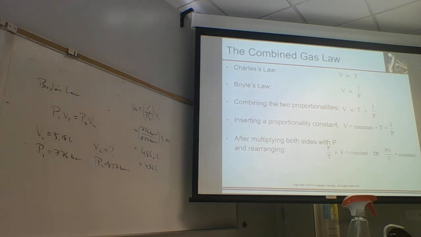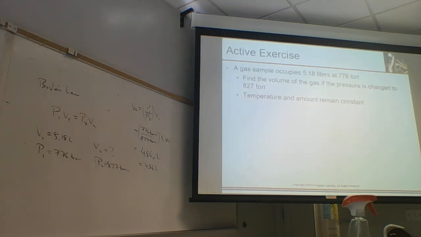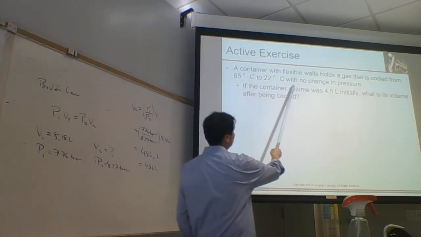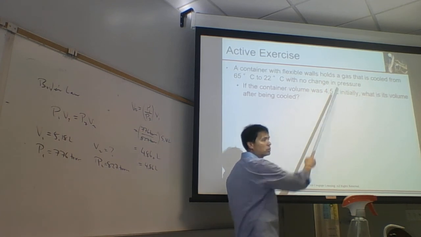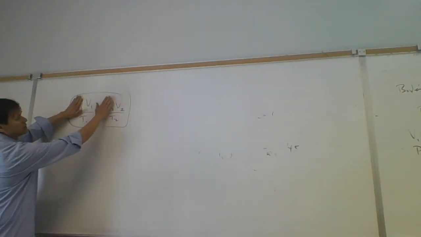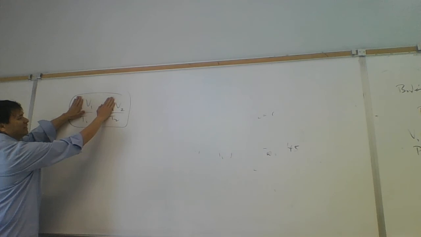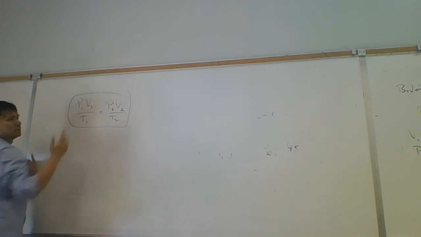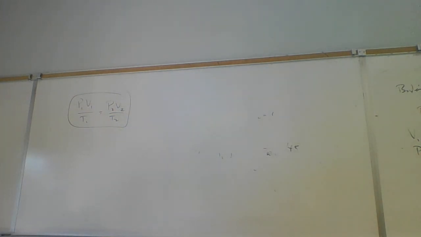If we go back to the Charles' law problem, let's take a look at what they said. In the Charles' law problem, they said with no change in pressure. If the pressure doesn't change, that means P1 and P2 are the same. So if P1 and P2 are the same, what does that look like? It looks like Charles' law. So if the pressure cancels, then we have Charles' law.